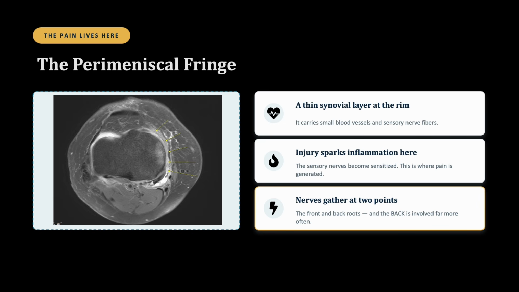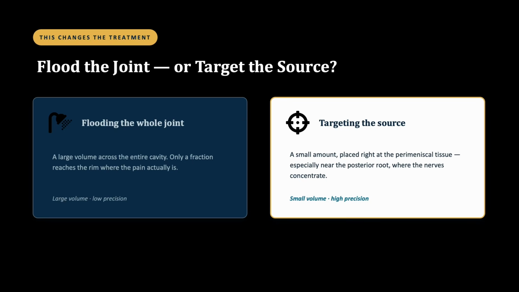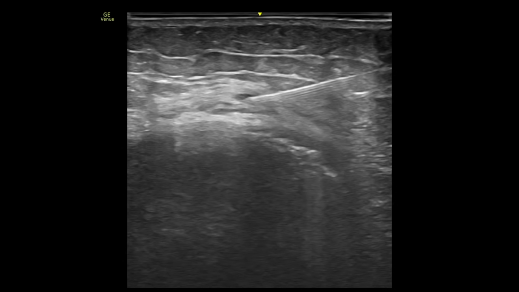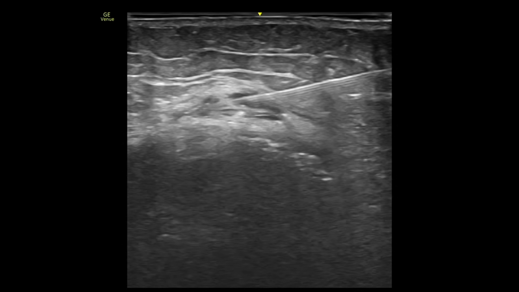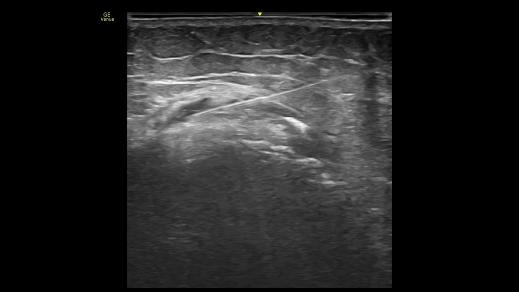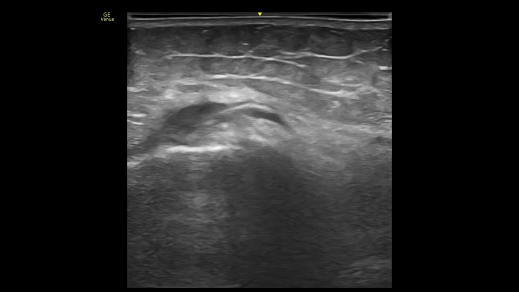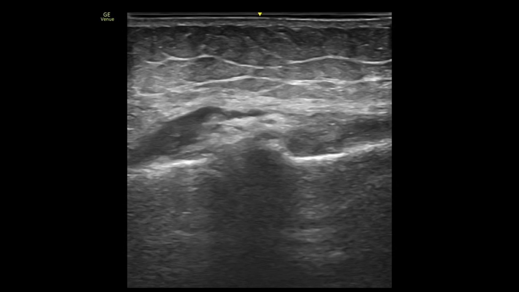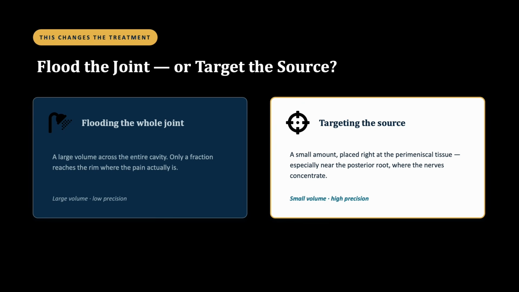Instead of placing a large volume of medicine into the entire joint cavity, it is possible to place a much smaller amount directly around the perimeniscal tissue, particularly near the posterior root where the sensory nerves are concentrated. The purpose is not to treat the whole joint. The purpose is to treat the tissue that is generating the pain.